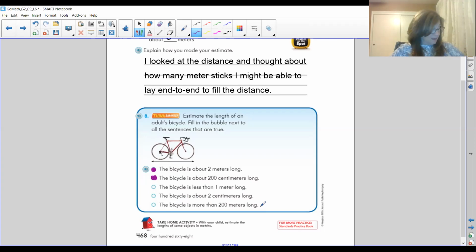Okay. Do you know how long 200 of these would be? This is a meter, remember? As long as you know what a meter is and you know what a centimeter is, would a bicycle be 200 of these long? No way. So we only had 2 answers.